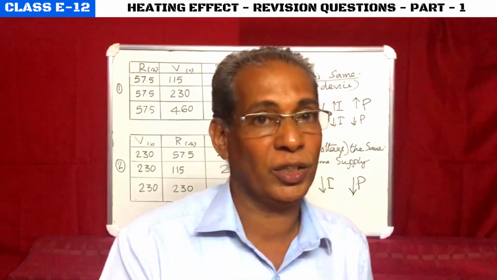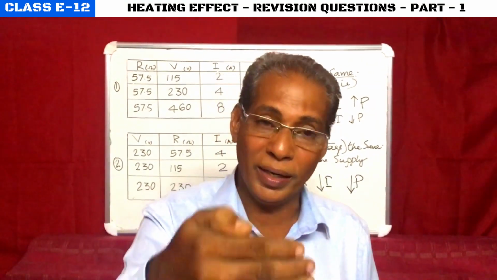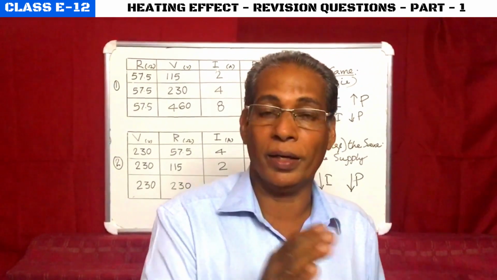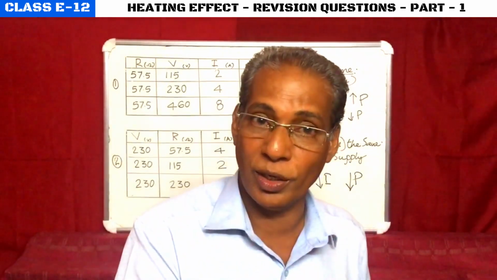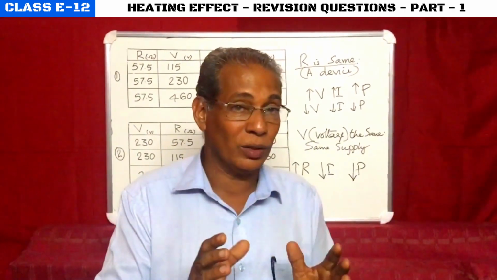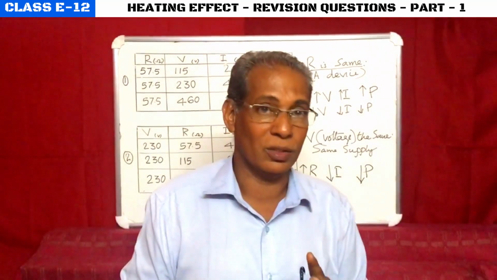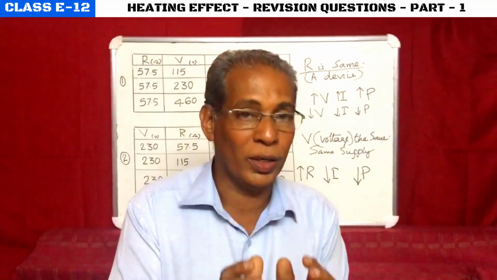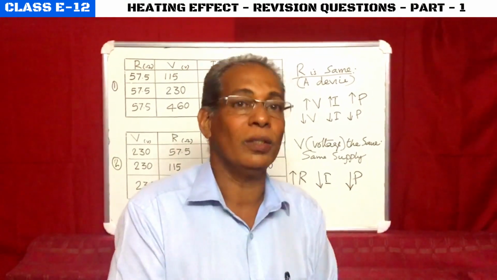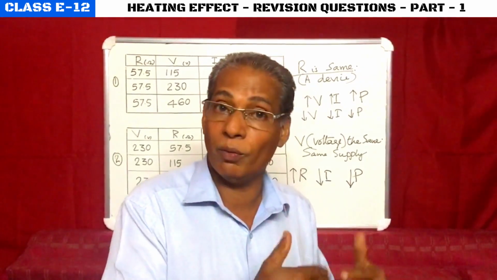If voltage is greater, current will be greater. If resistance is greater, current is smaller. Current and power change at the same rate, and resistance and power change in opposite ways. This type of comparison you can do from the tables. I am sure you got the relation between these variables: current, power, voltage and resistance. Resistance belongs to a particular device, so you always correlate resistance with the device. Voltage goes with the supply. If voltage is the same, it means the same supply. Resistance different means different devices.